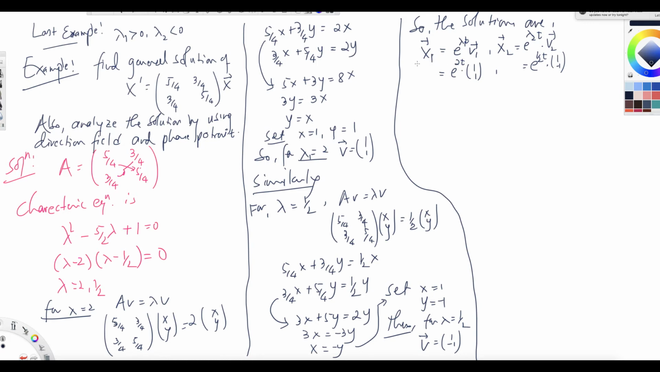Now we want to check the Wronskian. If the Wronskian is not 0, and it sounds like it will not be, then we can write the general solution. So what is the Wronskian? The Wronskian of x1 and x2, both solutions, equals the determinant of e to the 2t, e to the 1/2 t in the first row, and e to the 2t, negative e to the 1/2 t in the second row, just distributing the exponentials.